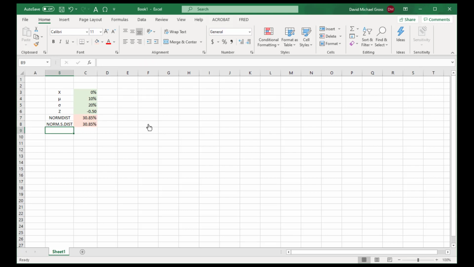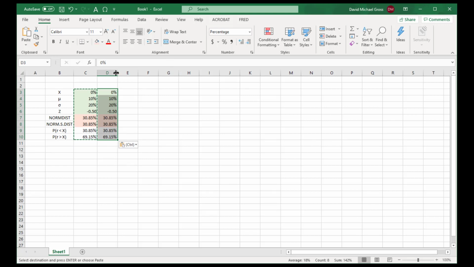So what we've done is we've calculated the probability of the return being less than X, and that's equal to this value. There's a 30% chance of a return that's less than X. And of course the probability of the return being greater than X is just going to equal 1 minus that value. And now I can play with this.